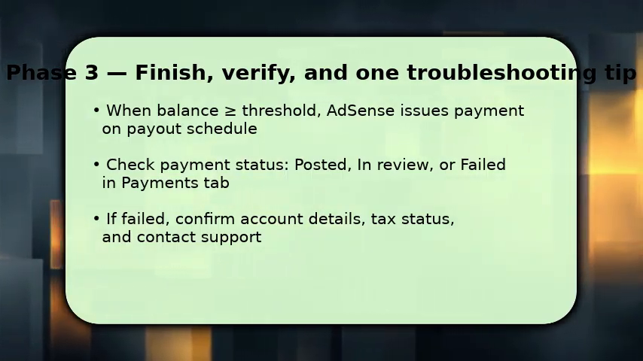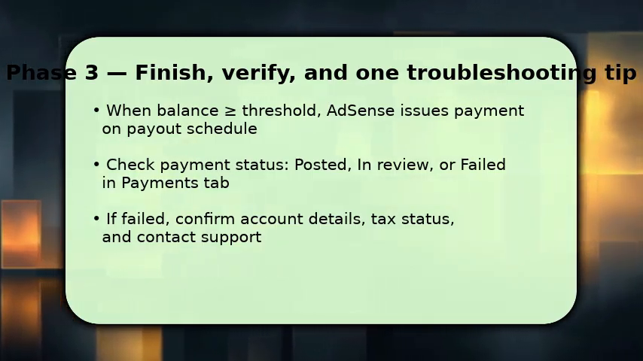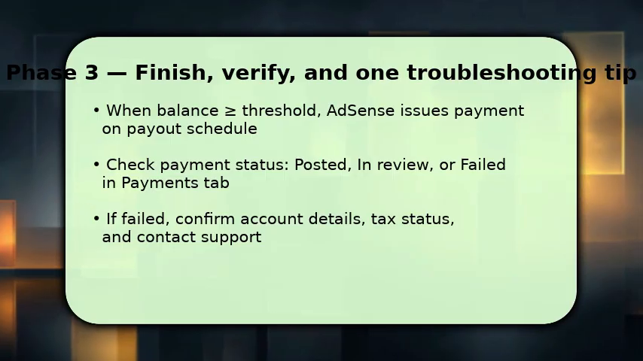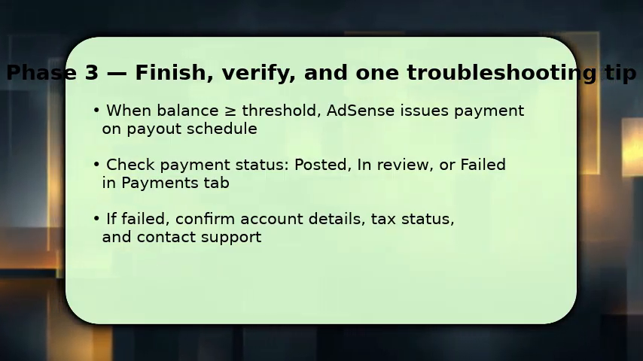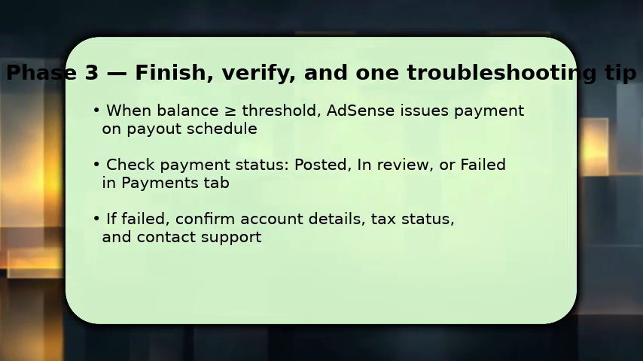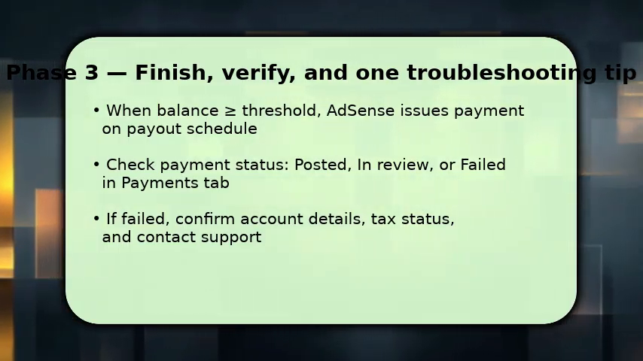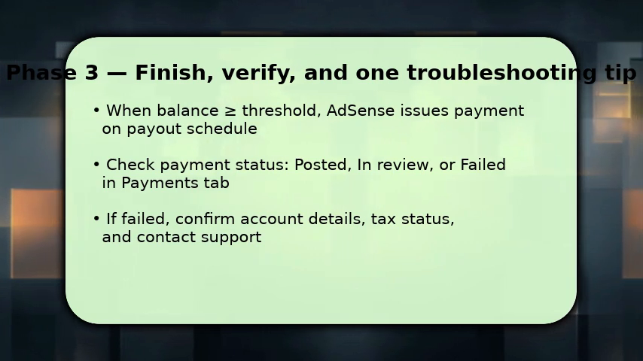Failed requires action. If a payment fails, first recheck account numbers and tax info, then correct errors and request a retry. If problems persist, contact Google support with transaction ID. One key tip: keep a recent bank statement and screenshots handy to speed resolution when payouts are delayed or rejected.